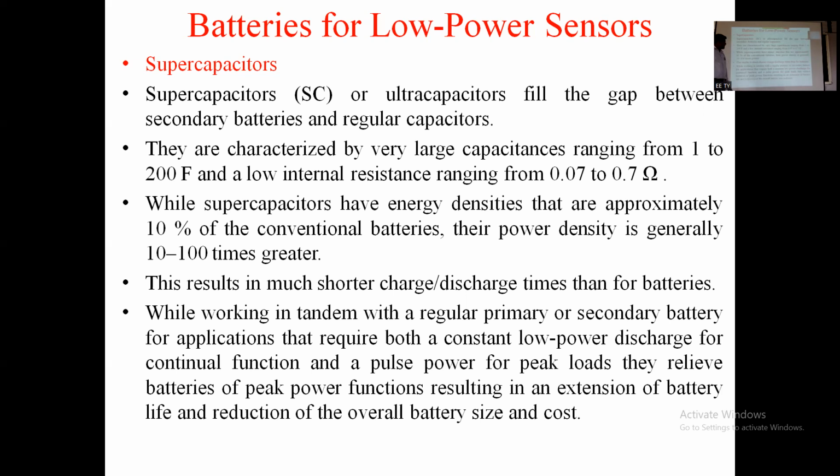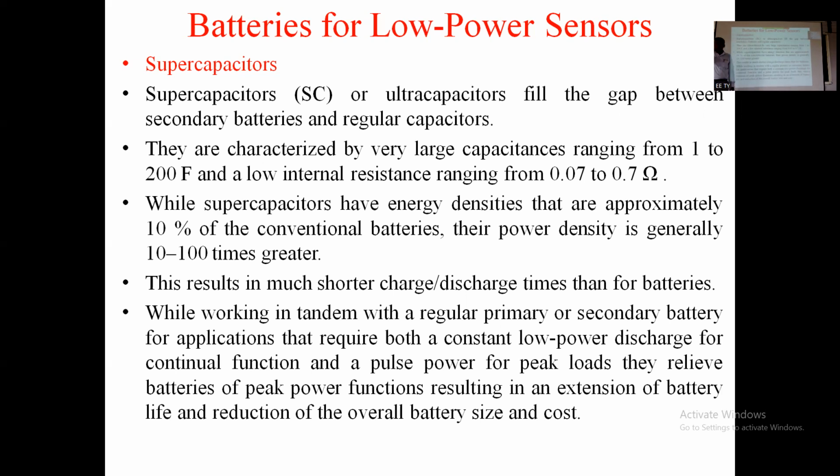By working in tandem with a regular primary or secondary battery for applications that require constant low power discharge for continuous function and a pulse power for peak load, they relieve batteries of peak power function, resulting in the extension of battery life and reduction of the overall battery size and cost. So if we use a supercapacitor with regular primary and secondary batteries, the requirement is constant low power discharge.